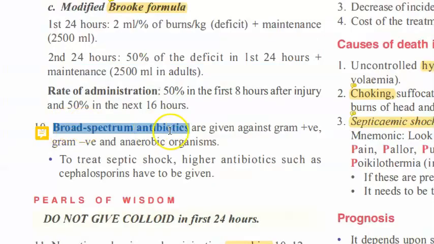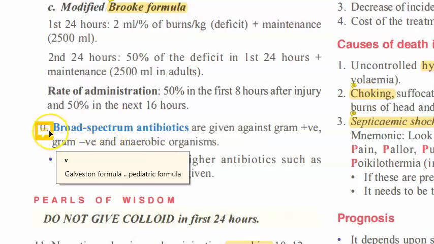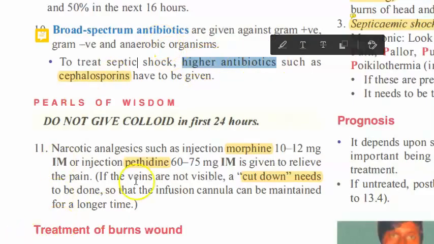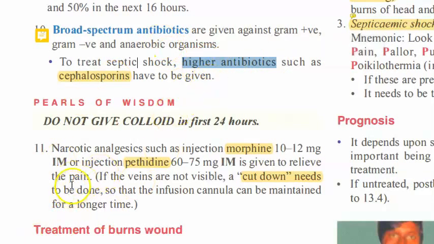So to these people, they will not only give all this fluid resuscitation, they're also talking about giving broad spectrum antibiotics, which you will give against gram negative, gram positive, anaerobic, all organisms. Okay. Here they are talking about if there is a next stage, sepsis. If there is septic shock, they want to give cephalosporins. But otherwise, what do they want to give? Here they have mentioned higher antibiotics. They didn't tell what other antibiotics.